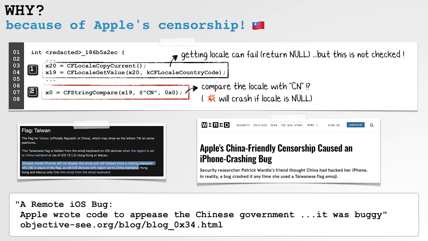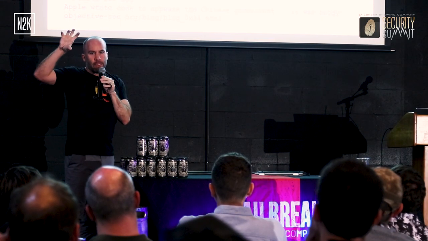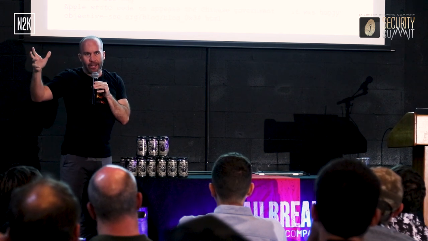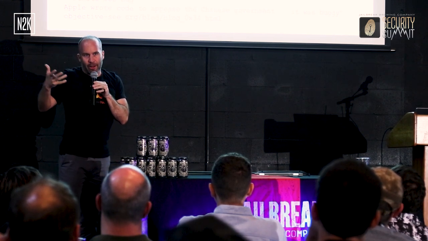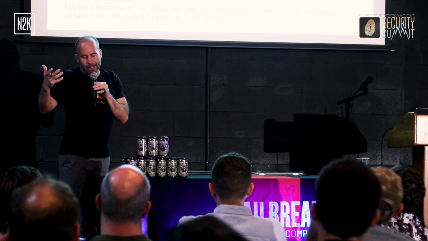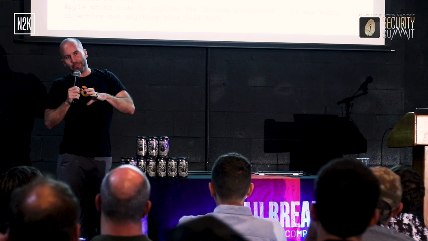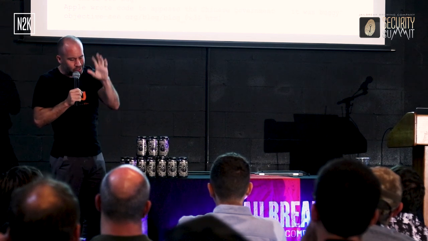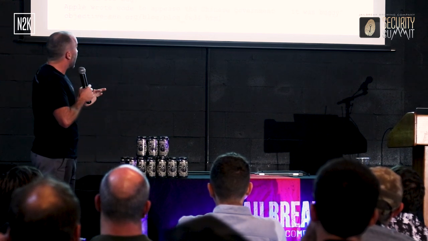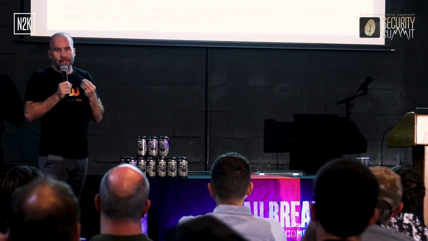We can see that they were trying to get the locale of the phone, like where the phone is or what language settings it has. And then they would compare that locale to see if it was CN, or China. If so, they would then invoke the logic to basically hide or remove the Taiwanese flag. The Chinese government obviously doesn't recognize Taiwan, went to Apple and was like, it's not okay if the Taiwanese flag is being shown. And Apple, which claims to be this bastion of caring about its users, was like, yeah, sure, Chinese government, we'll do what you say. And basically tried to remove the Taiwanese flag.